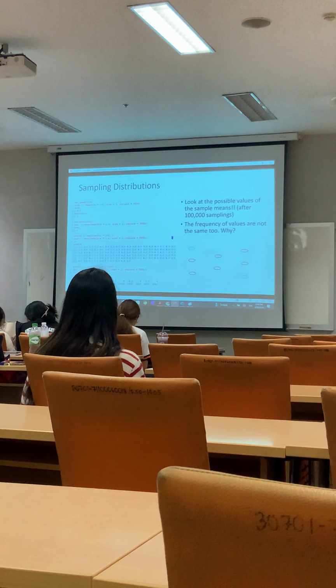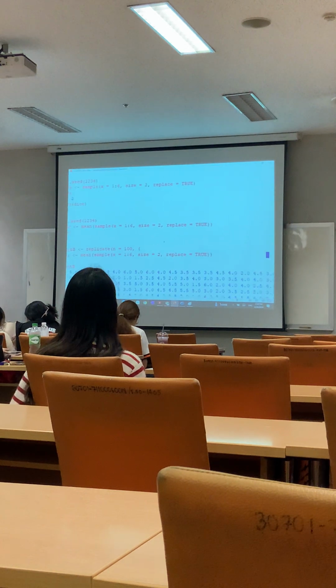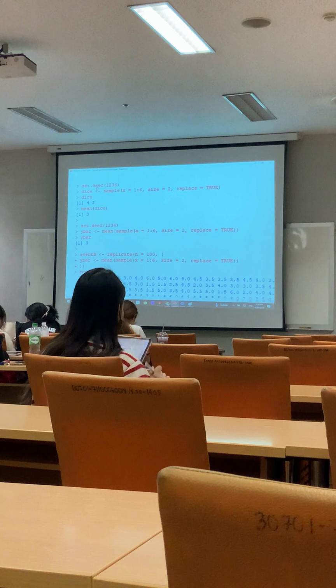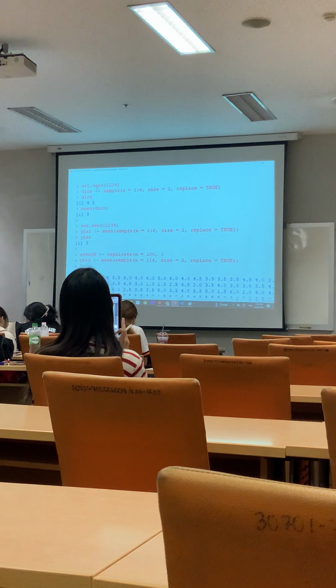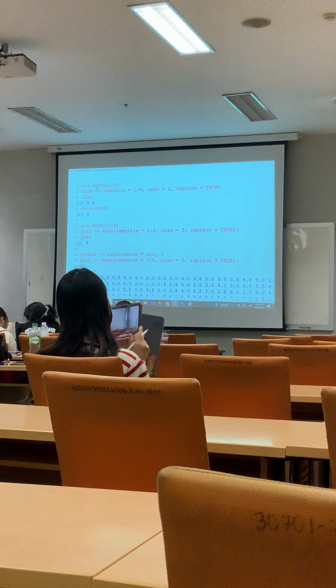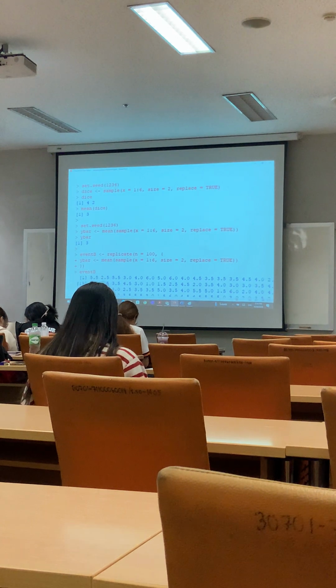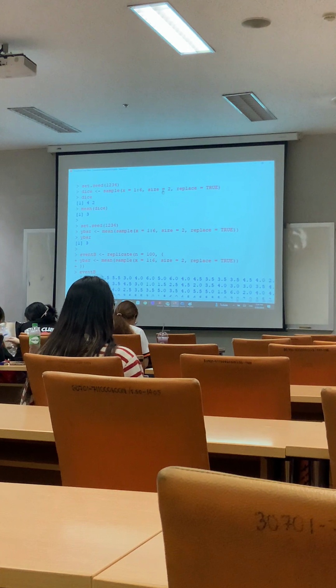Let me show you the code first. I set the seed so that I can reproduce the same outcome again. I set the seed number to be 1, 2, 3, 4. The first step is just to define a new variable, dice, where the outcome can be 1 to 6. Then the size is 2 because we say that we're going to throw a dice 2 times.